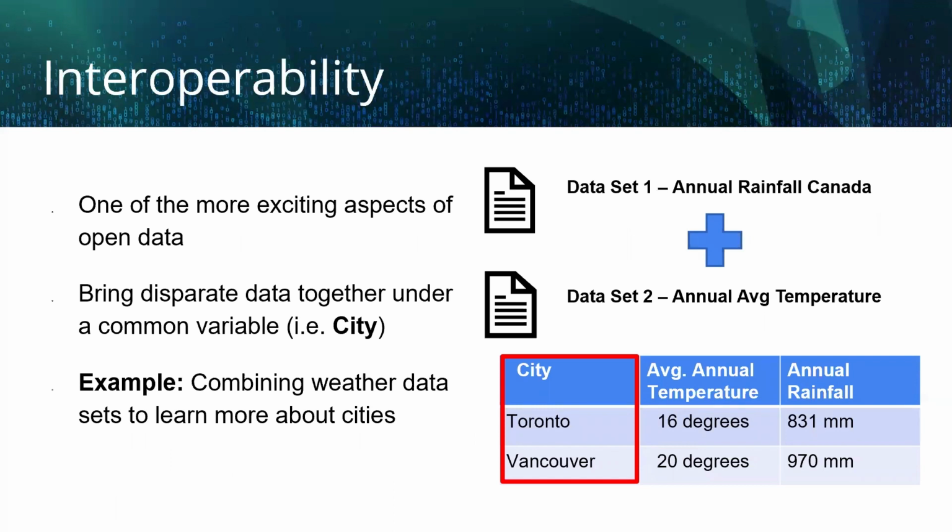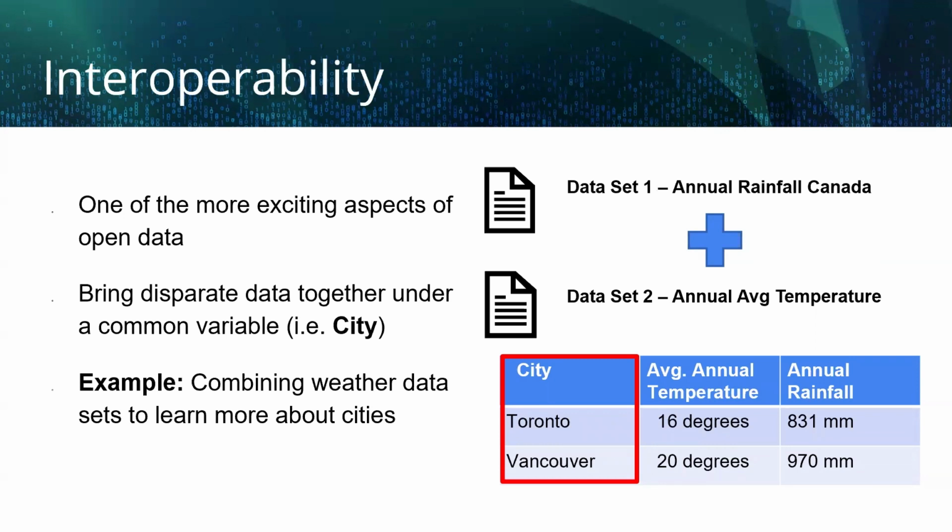One of the more exciting aspects of open data is combining two different data sets together to help develop insights. Often all you need is a common variable to bring them together. For example, now this is hypothetical, let's say we have two disparate data sets, right? One is the average annual temperature, and the other is annual rainfall.